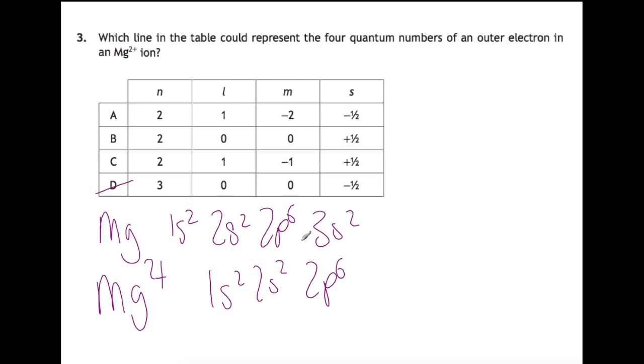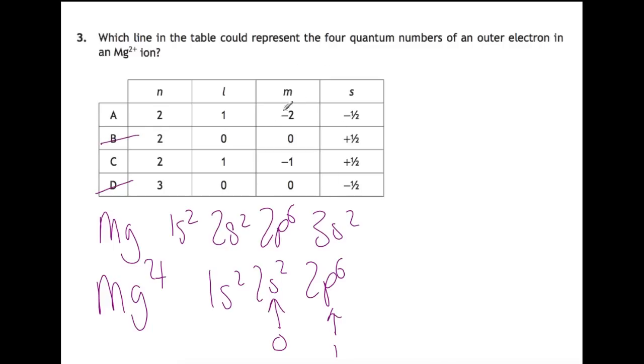L is the next quantum number we're looking at and takes values from 0 up to n-1. So the 2 options are 0 and 1. S would be 0, P is 1. So that means that B cannot be our answer.